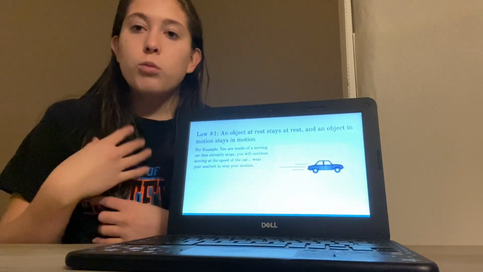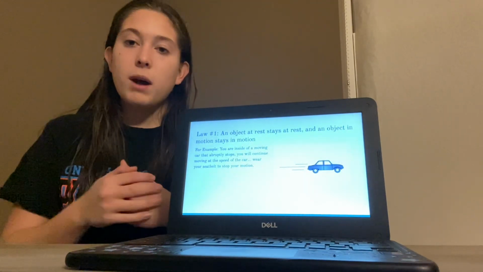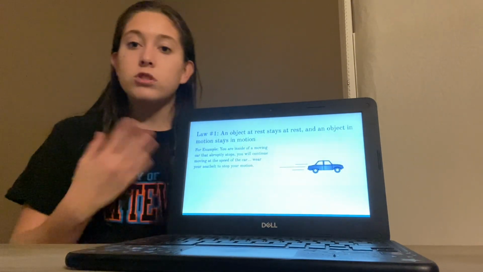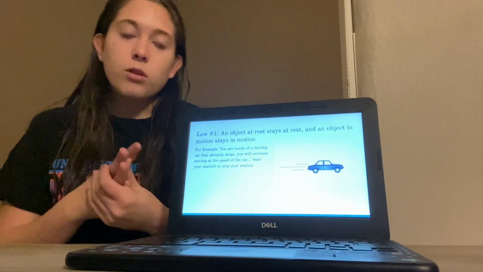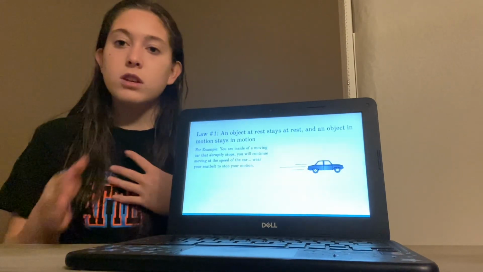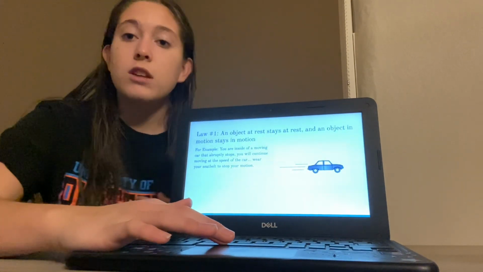However, the person in the car will continue in motion until acted upon by a force going in the opposite direction, which could be the steering wheel or your seatbelts. You are not going to stop because you were moving at the same velocity as the car until you also hit a force that is going to act in the opposite direction that you were going.